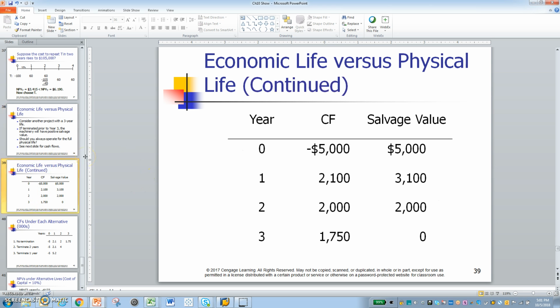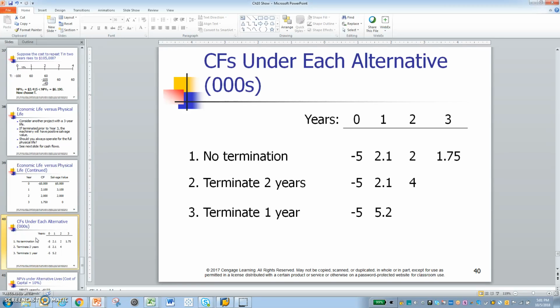So side by side we can see here the current value, right? It's 5,000, then it goes down to 2,000, and 1,750. Then you've got your salvage value over here. All right, so we can use it all the way through year 3, but we don't have any salvage value. So how would we figure out what's the best way to go? All right, so let's look at the cash flows under each one of these situations, and we can see what happens.